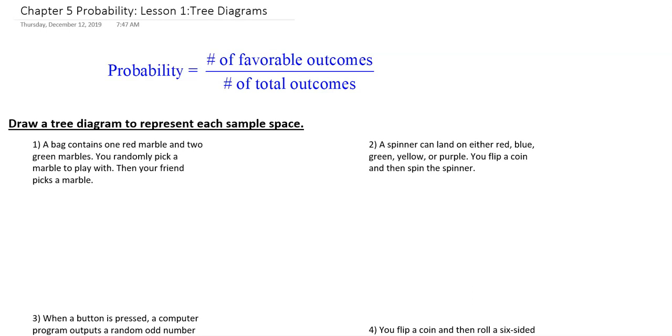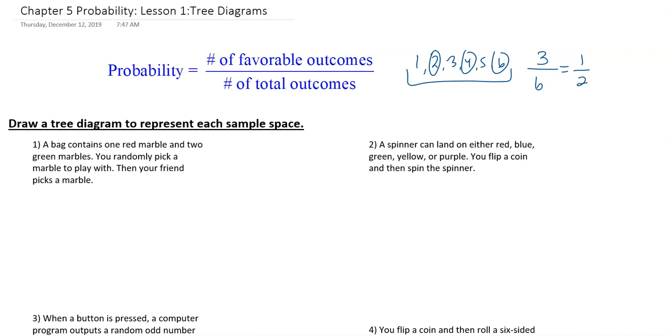of total outcomes. So if you're talking about rolling a die that has the numbers 1, 2, 3, 4, 5, and 6 on it, and we ask for the probability of rolling an even, we would count up how many of the outcomes are even. There's 3, so there's 3 favorable outcomes out of the total outcomes, which are 1, 2, 3, 4, 5, 6. So the probability would be 3 out of 6, or 1/2.